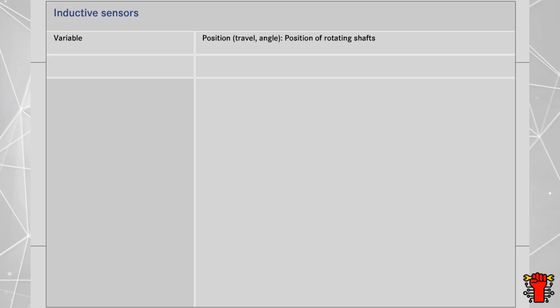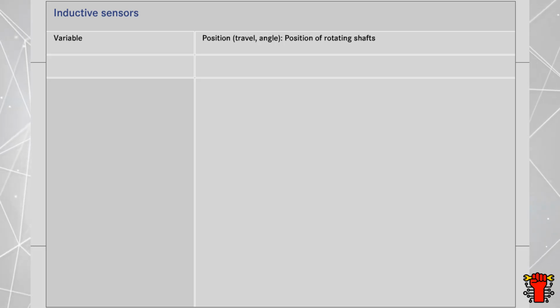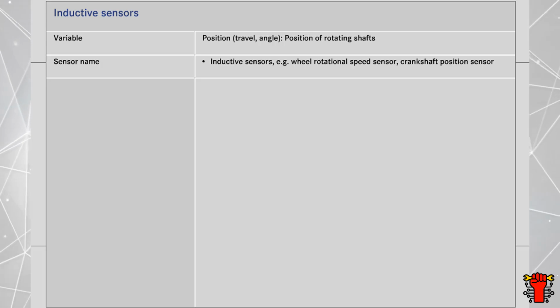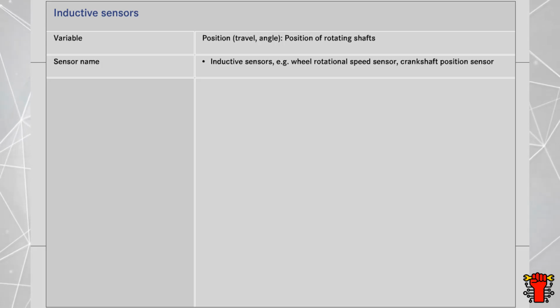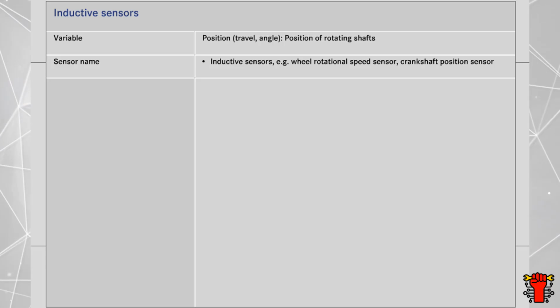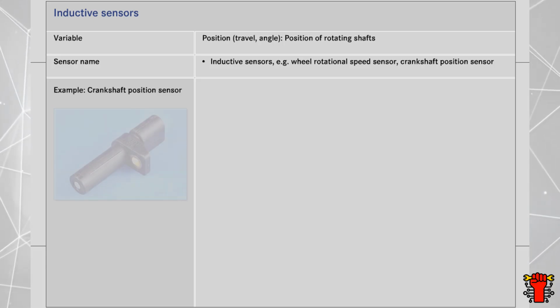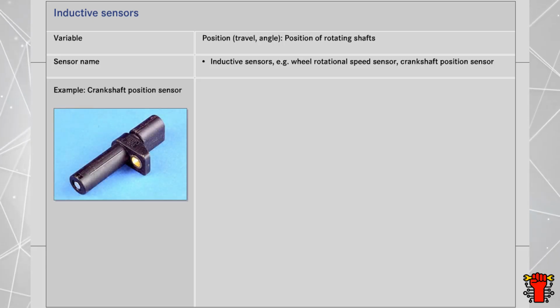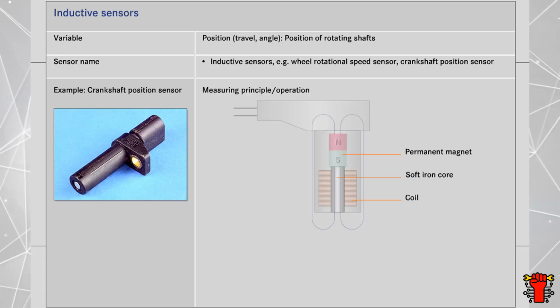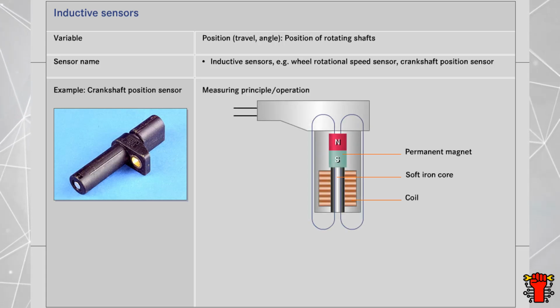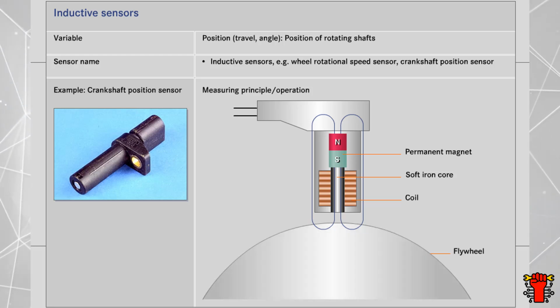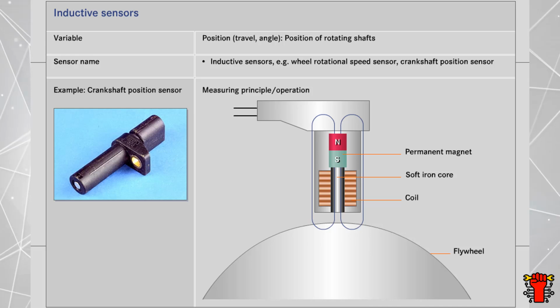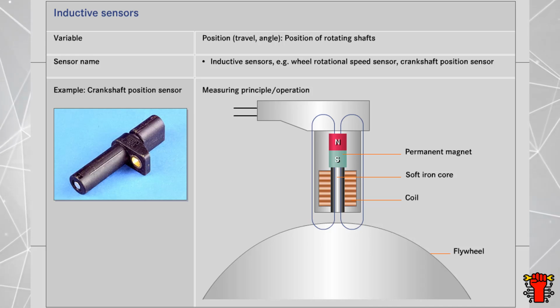In addition to Hall effect sensors, there are also other sensors which can be used for registering the rotation of shafts. Inductive sensors, such as the wheel speed sensors or the crankshaft position sensor, are one example. Let's have a closer look at the crankshaft position sensor, for example. It consists of a permanent magnet, a soft iron core, and a stationary coil. The sensor is located on the engine housing and is separated from the flywheel by an air gap.